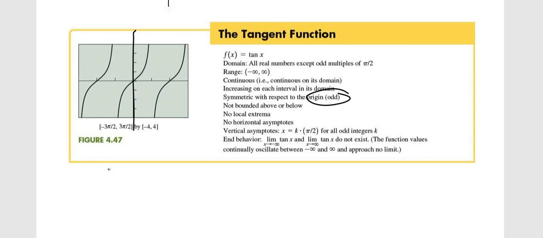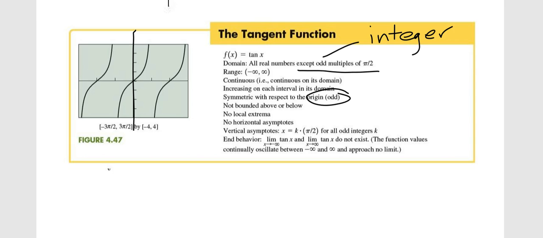Now, another thing that I would like to point out is the domain and range. Range is everything, right? Negative infinity to infinity. But the domain's actually weird because it skips certain values. Notice that it says all reals except, and then look right here, odd multiples of pi over 2. It should say odd integer multiples of pi over 2. Those are the problems.